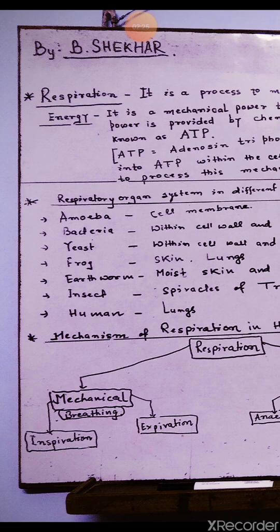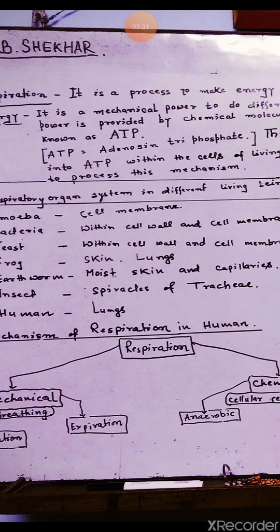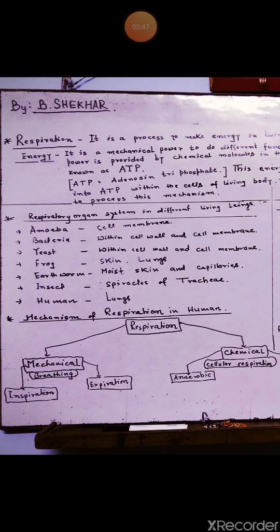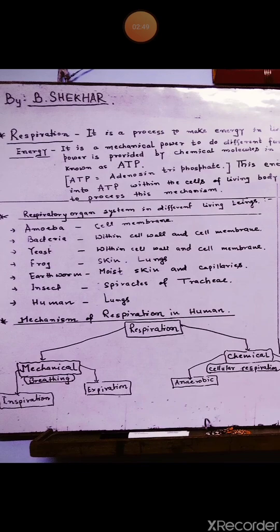So, in very brief, the mechanism of respiration in human beings proceeds by the following processes or methods. Respiration is classified in two ways: mechanical process and chemical process. The mechanical process is also called breathing, whereas the chemical process is called cellular respiration. The mechanical process or breathing includes two steps: inspiration and expiration.